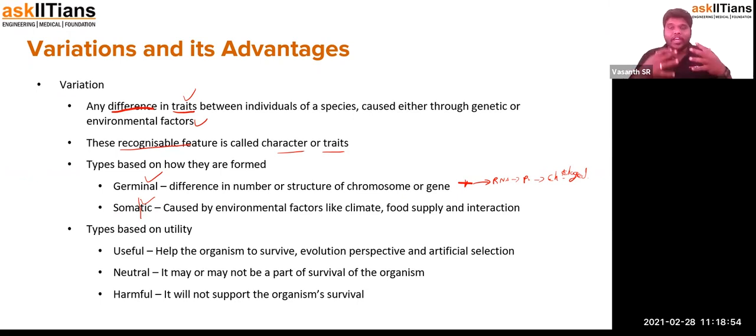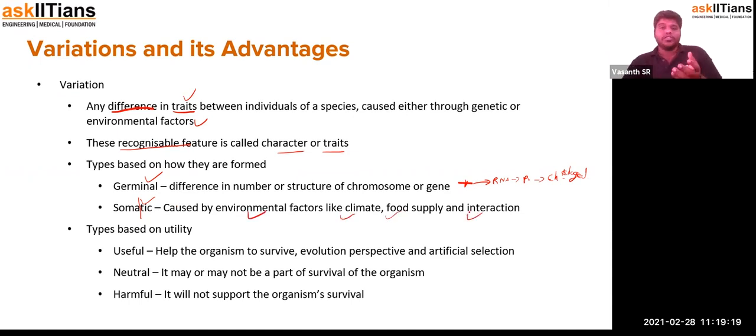It is just the modification of some of the things in our daily life that is going to cause an external change without having a change done in the genetic material. I repeat: any changes happening to our body without a change in the genetic material are called somatic. For example, environmental factors like climate, food supply, interaction.